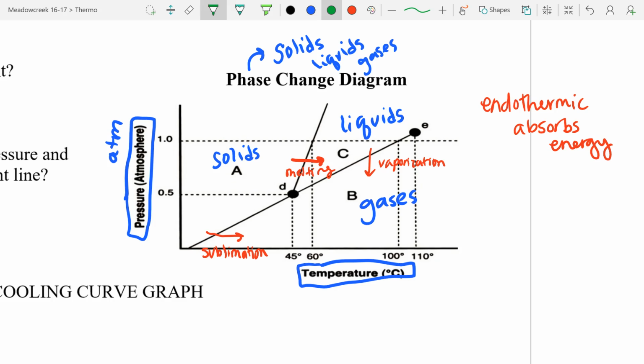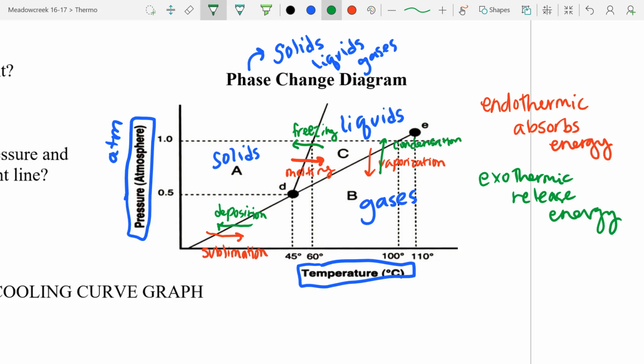Now, if we're going in reverse, say we're going from a gas to a solid, that would be deposition. If we're going from a gas to a liquid, that is called condensation. You often see that happening on the side of your water glass. And if we go from a liquid to a solid, we call that freezing. Because those are the opposite, those are going to be called exothermic reactions, and that's because they have to release energy in order for that phase change to happen.